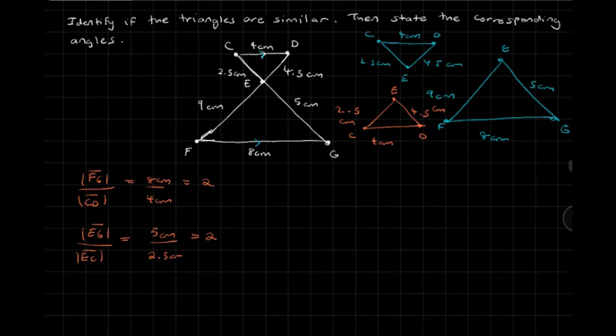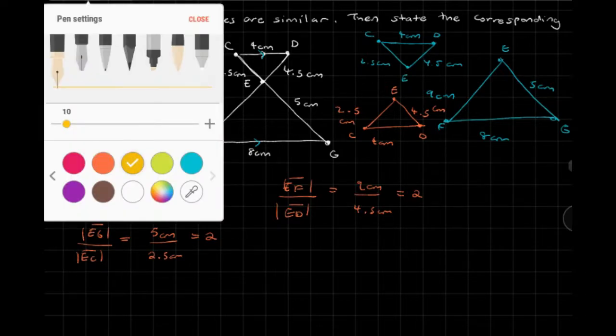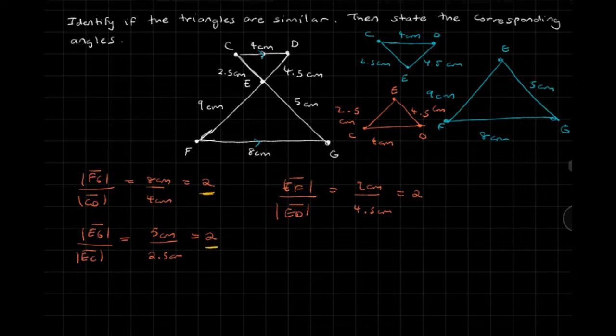And then we're going to do the last side. I'm going to compare, let's do EF to ED. Okay, so EF here is 9 centimeters, ED is 4.5 centimeters, and this is 2. Okay, so we can see that there is a common scale factor, right? So there is this common scale factor that can be seen here, right?